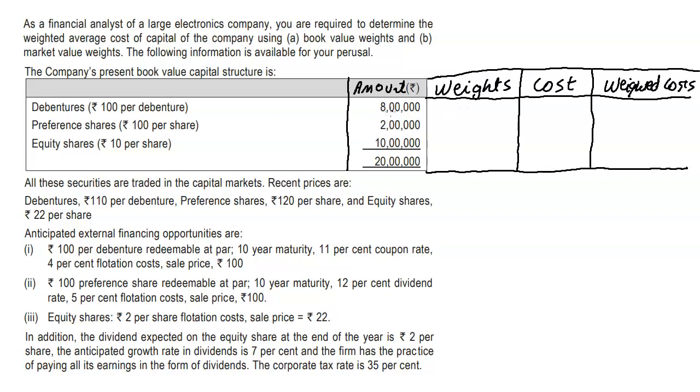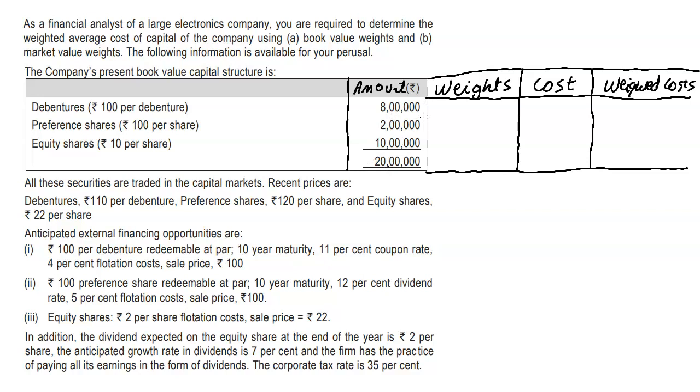Calculation of weights is very straightforward. Whatever we have, for example 8 lakhs divided by 20 lakhs into 100. So the logic is very straightforward: amount upon total, and whatever you get, you write it as is.